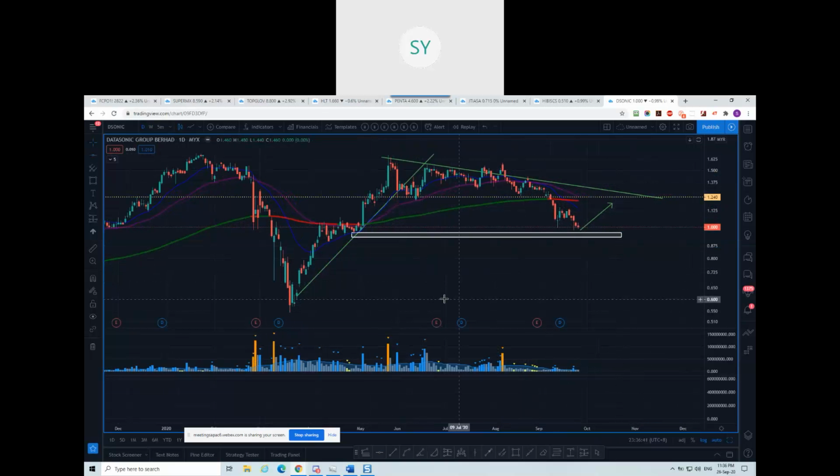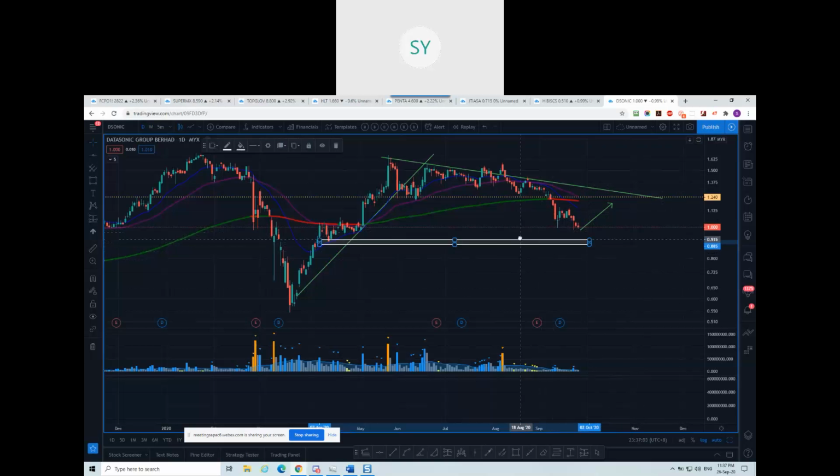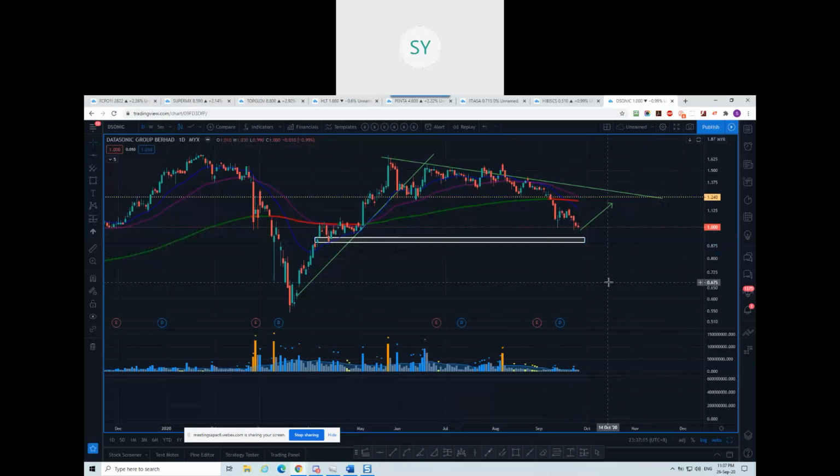So we will see. If the price breaks down the downtrend line, then for me, I'll exit the position. Cut loss at 90 cents. This one is critical here. If you cut loss, maybe at this level, yeah, 90 cents, I think so.